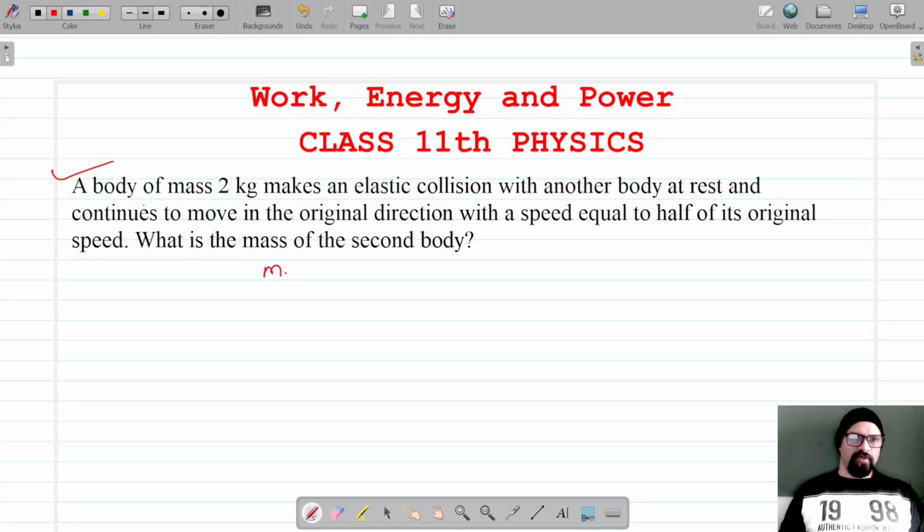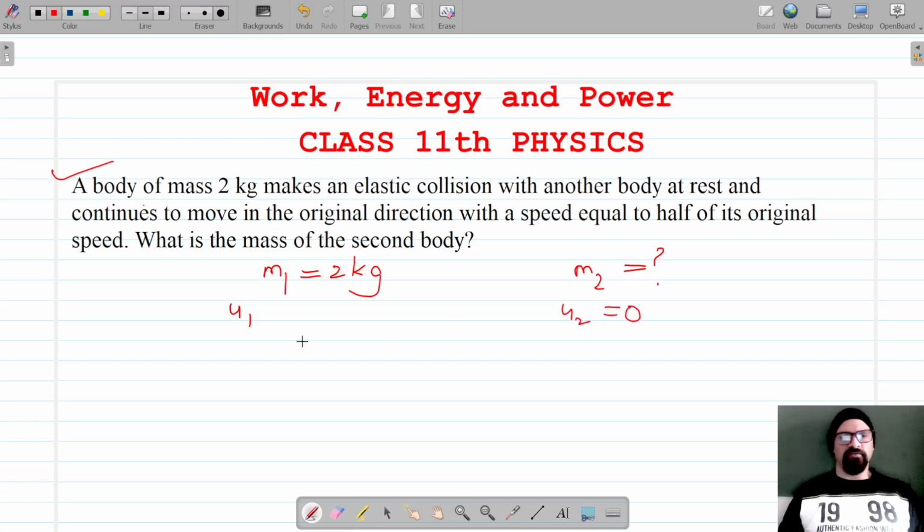So let m1 be the mass of the first body, which is equal to 2 kg, and m2 is not known. Now let u1 be the initial speed of this body, and u2 be the initial speed of the second body, which is at rest, so it's 0. And after collision, v1 is equal to half of its original speed. That's the final velocity of the first body, half of u1, and the final speed of the second body is not known.